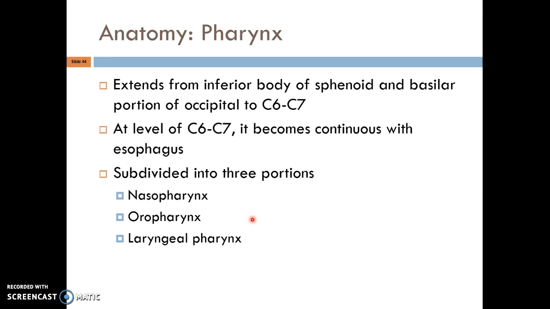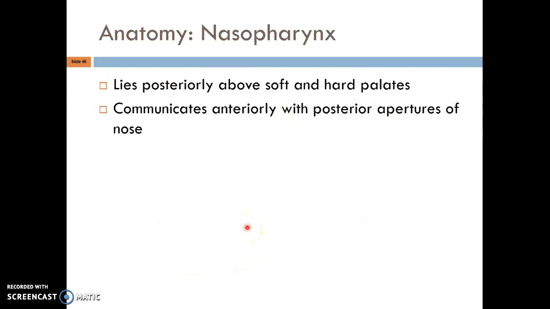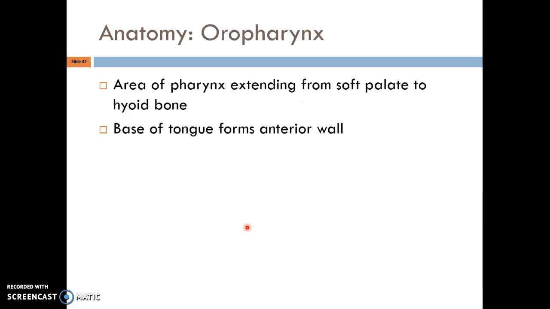It is subdivided into three portions: the nasal pharynx, oral pharynx, and the laryngeal pharynx. So here's a cross-section image of the pharynx itself and the three different levels of the nasal, oral, and laryngeal. The nasal pharynx lies posteriorly above the soft and hard palates. It communicates anteriorly with the posterior aperture of the nose, whereas the oral pharynx is the area of the pharynx extending from the soft palate to the hyoid bone.